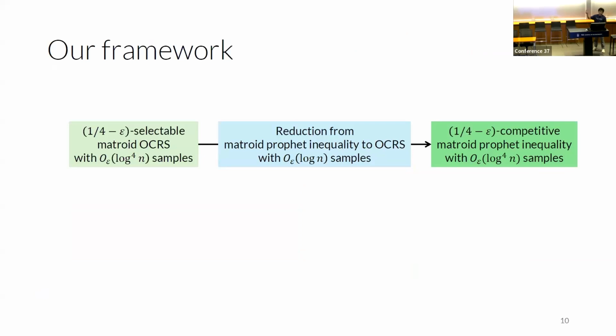So this is our whole framework of the paper. First, we derive a nearly 1/4 selectable Matroid OCRS with polylog samples. Then, via the reduction from Matroid profit inequality to OCRS, which also uses log n samples, we derive the 1/4 selectable Matroid profit inequality with polylog samples.